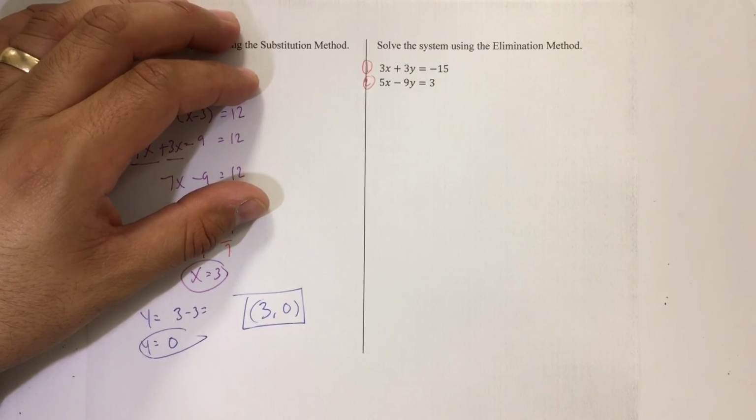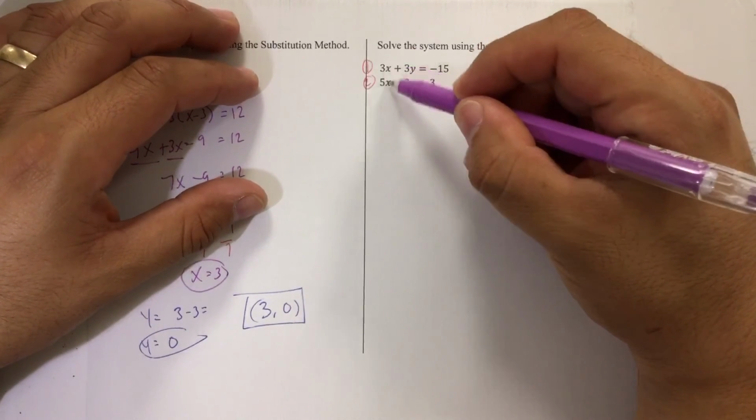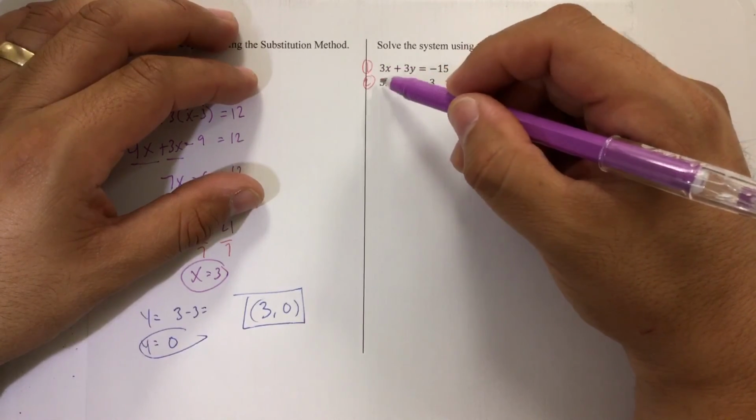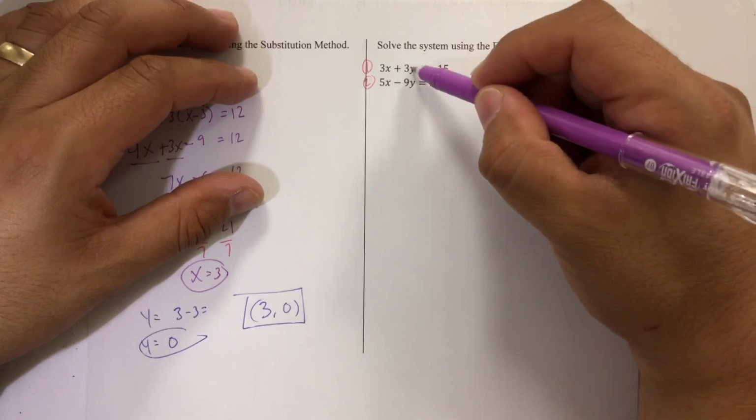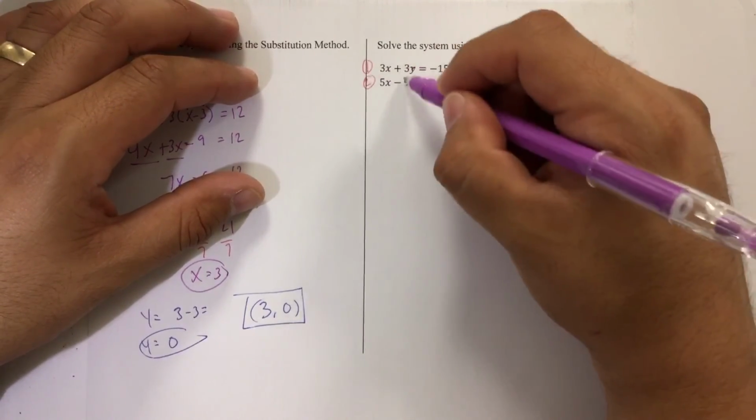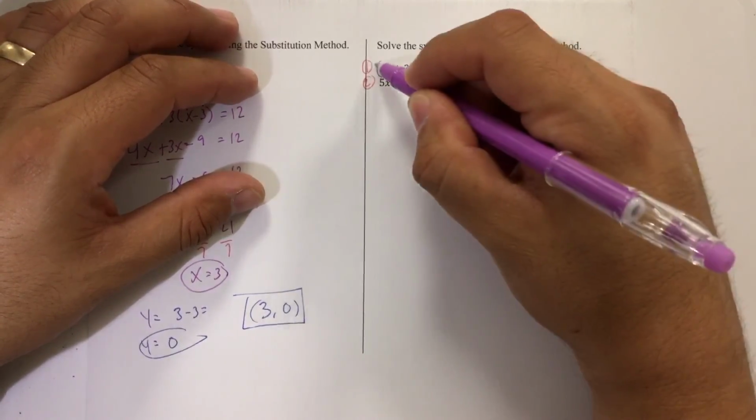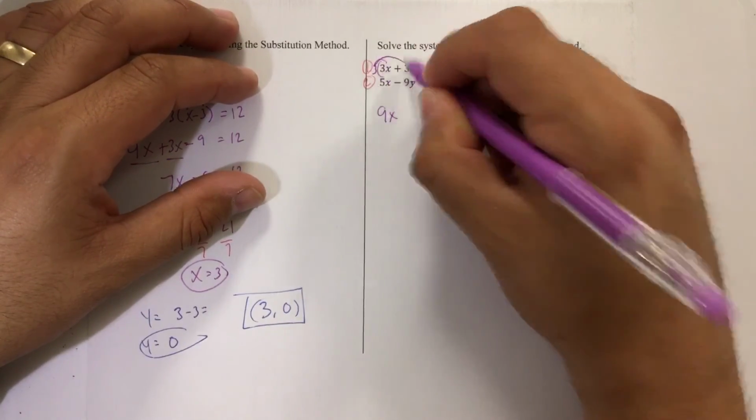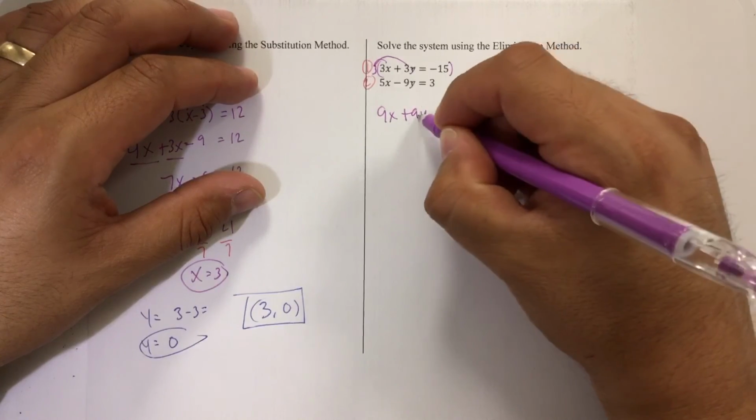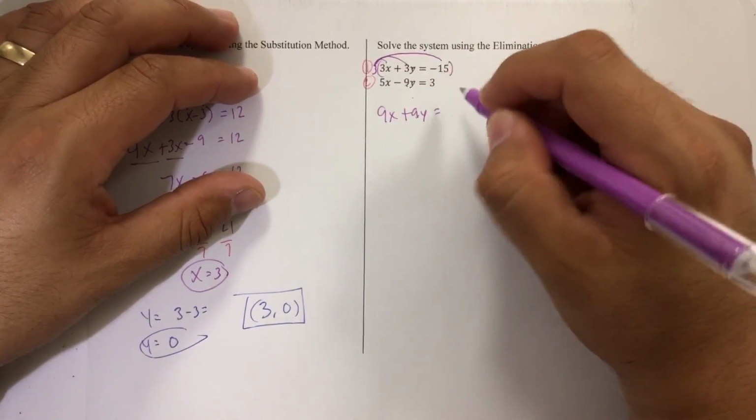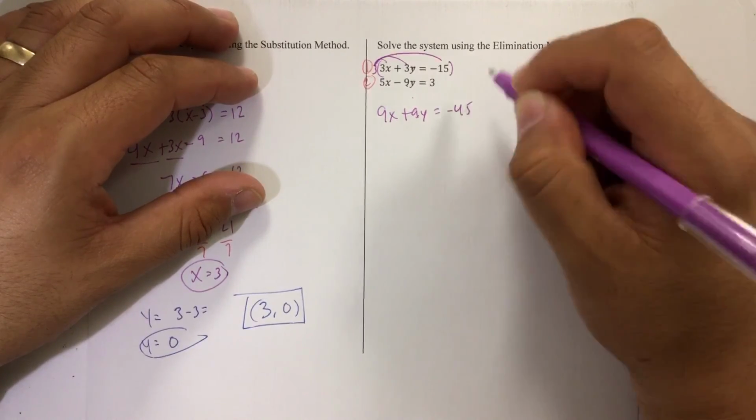When I'm looking at this one, I can see that the x's are not opposite signs, and you'd have to multiply this one by 5, this one by 3 to get them eliminated. But I noticed that 3 and 9 is a multiple of 3, and they're opposite signs already, so I can just multiply this top one by 3. 3 times 3x is 9x. 3 times 3y is 9y. And notice 9y and negative 9y are opposites. Multiply to the other side of the equal sign. 3 times negative 15 is negative 45.